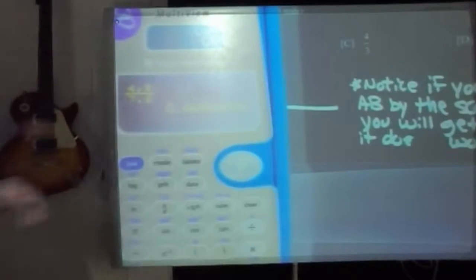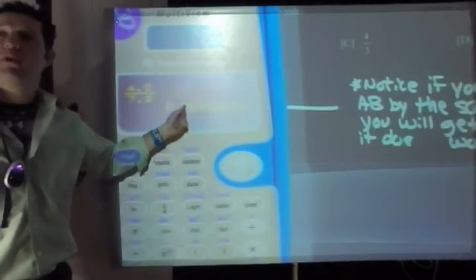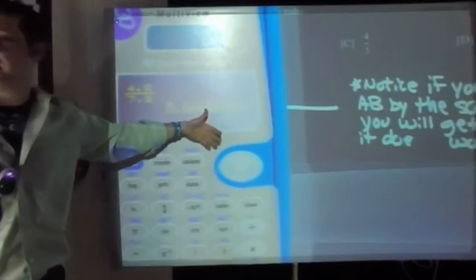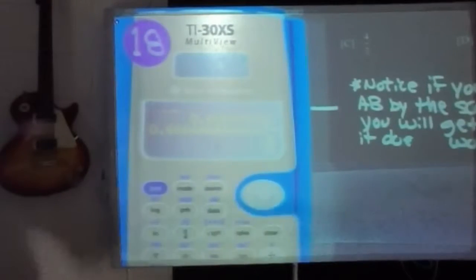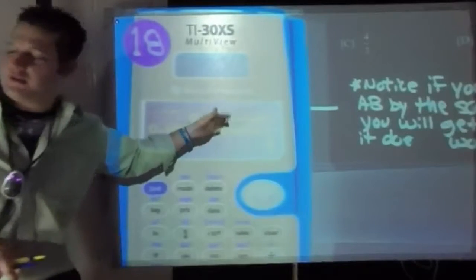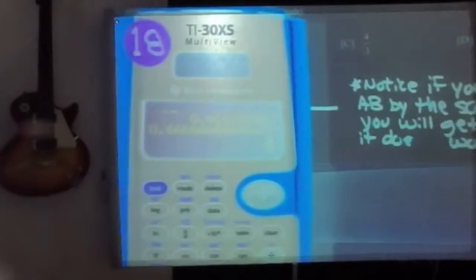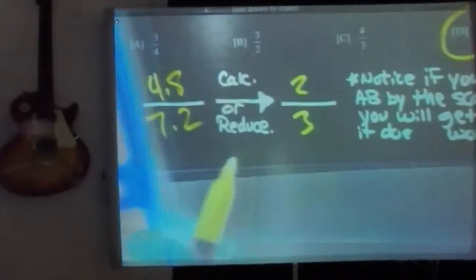However, it just says 0.6 repeating. We want the scale factor to be a fraction. What's the magic button to press? The toggle button. If you press this button, it turns into 2/3. You kind of should have known 0.6 repeating is 2/3, but if you didn't, know how to use the tool in front of you. And 2/3, that's the scale factor.